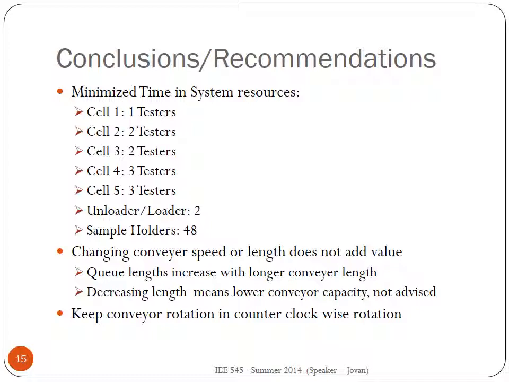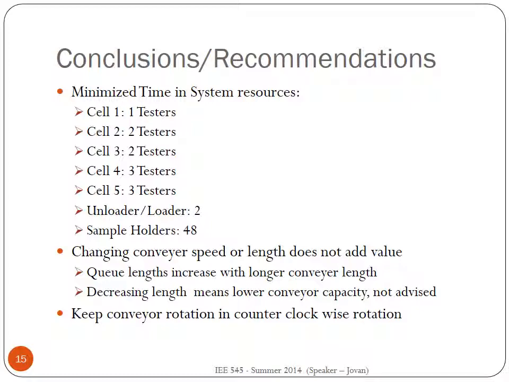So based on this analysis, we conclude that the best setup for this test system is to have 1 tester for unit cell number 1, 2 testers for unit cell number 2, 2 testers for unit cell number 3, 3 testers for unit cell number 4, and 3 testers for unit cell number 5. The only way to actually meet our 1-hour criteria limits is to have 2 load-unload units and 48 sample holders.